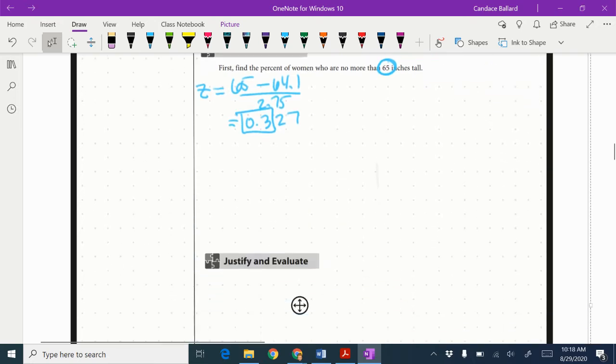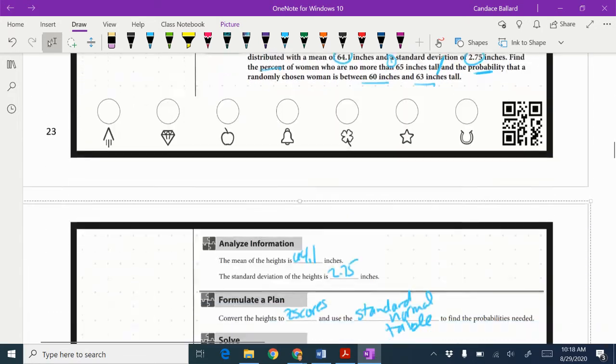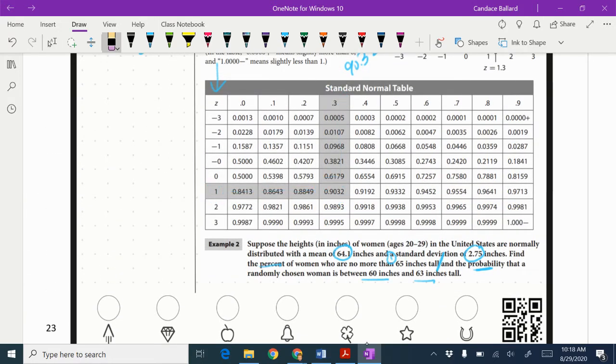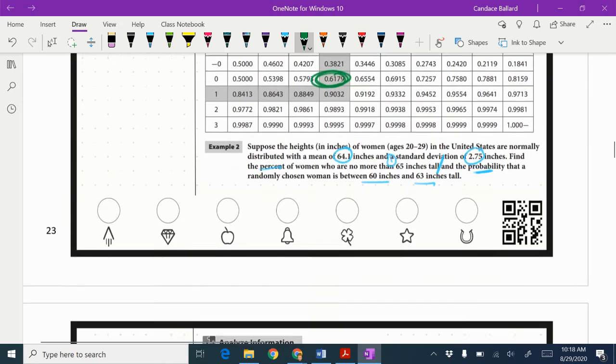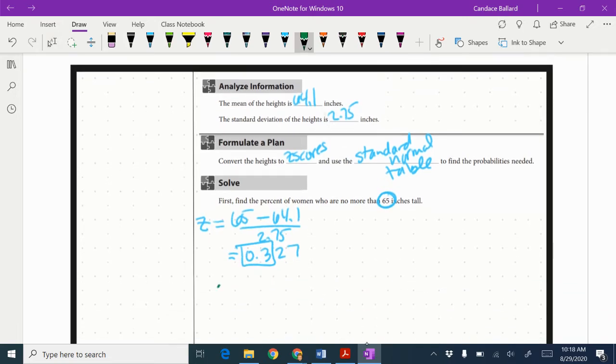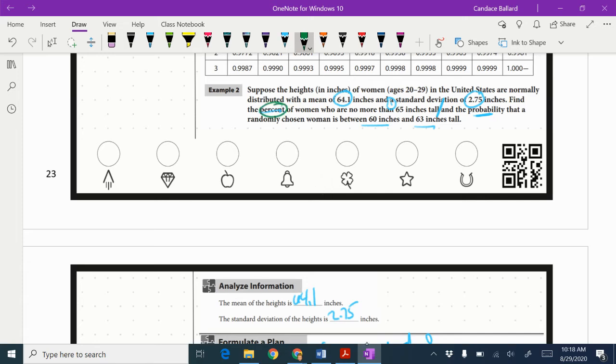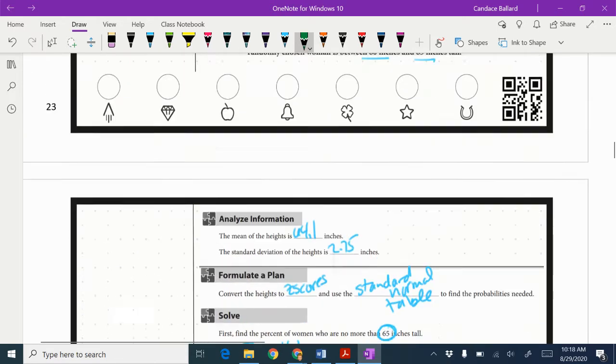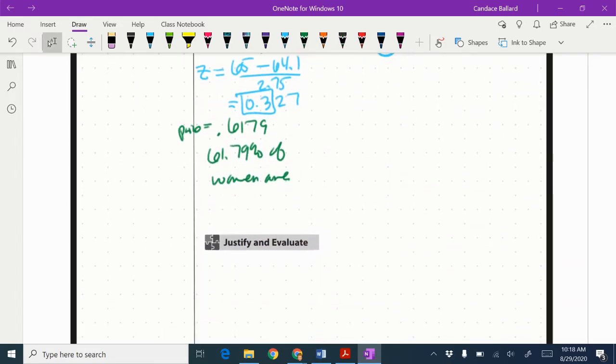So I'm going to go to my standard normal table again here. I'm looking at 0.3. 0.3 would be this value right here. So the probability of this happening is 0.6179. But in the problem, they asked me for percent, so I do need to move the decimal places. So 61.79% of women are, what was the question? No more than 65 inches tall.